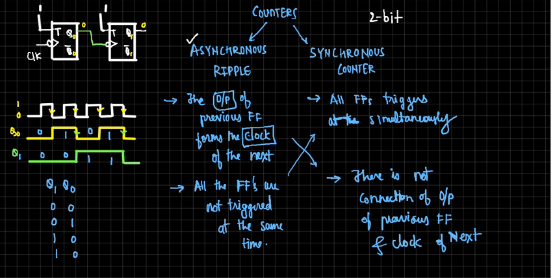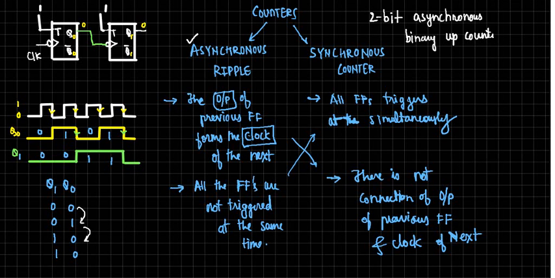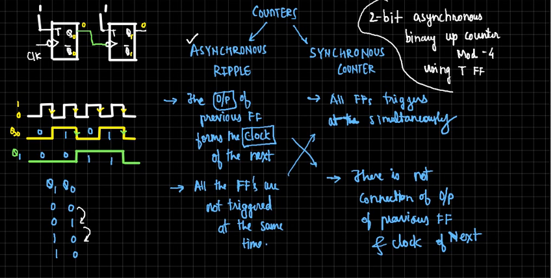Now also it is up counting, isn't it? It's not necessary to count in an incrementing format or increasing order. It may be down counting also. It's a 2-bit asynchronous binary up counter, or you can always say it as a mod. Tell me, what mod will it be? Mod 4 using T flip flop. Is that okay?